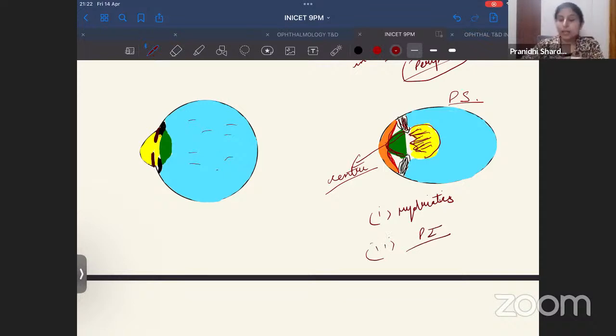Or what we can use is, we can do the PI. We can relieve the patient of the ciliary spasm, and PI is also used as a diagnostic tool for malignant glaucoma, and also as part of the treatment of the malignant glaucoma.